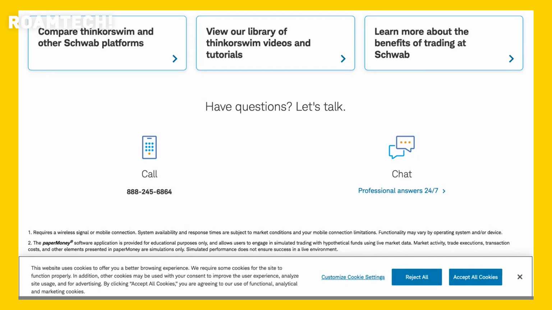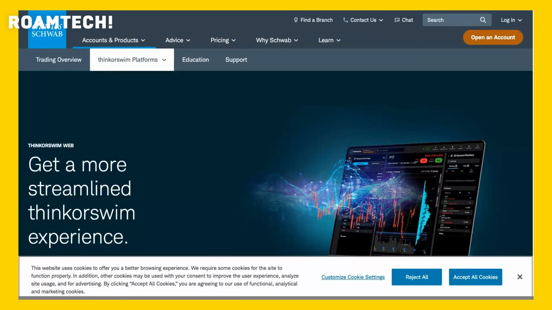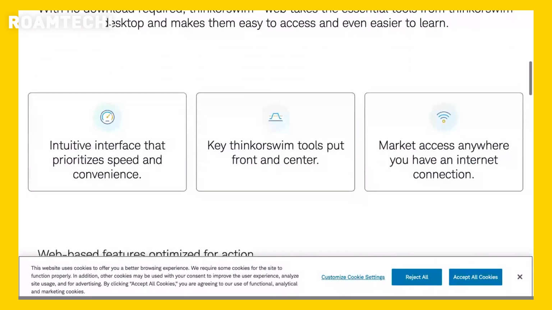Overall, I'm quite satisfied with the thinkorswim platform. While it has a steep learning curve, the power and functionality it provides more than compensate for it. It's a powerful tool for serious traders. That's my overview of the TD Ameritrade thinkorswim platform.